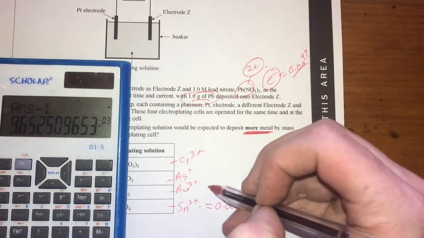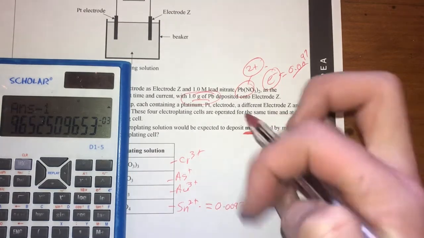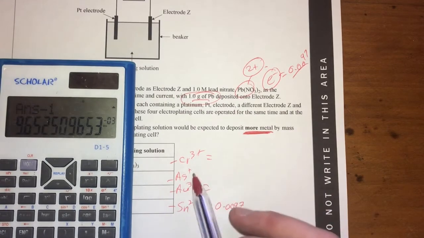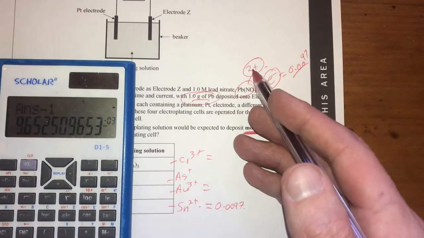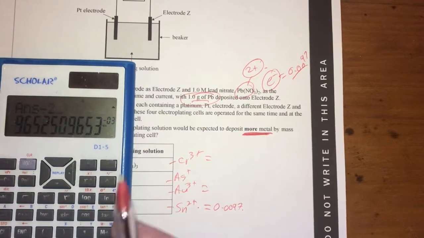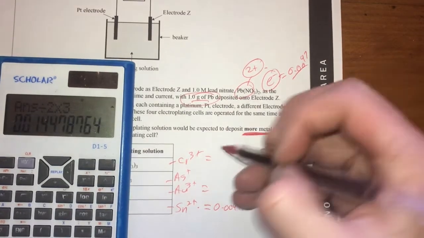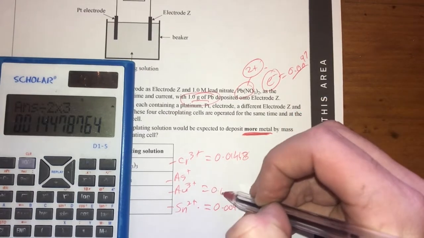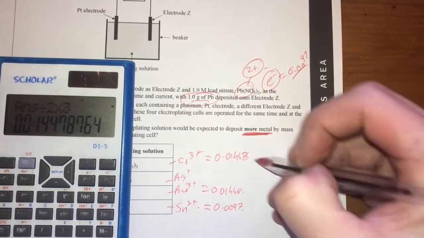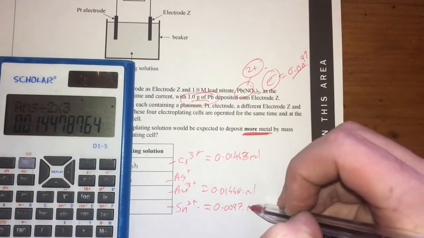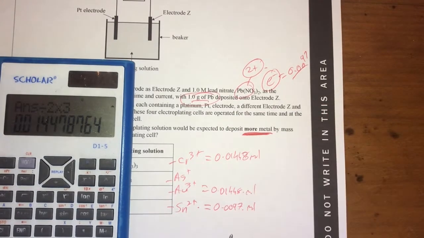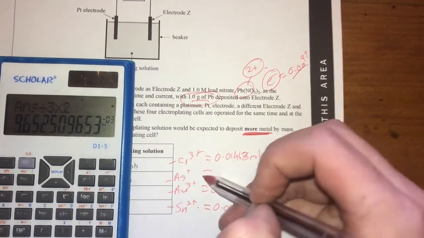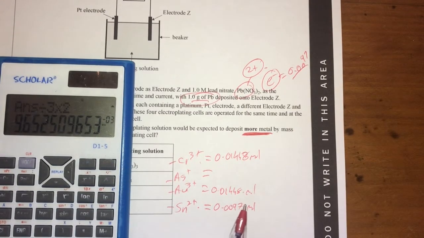My gold and my chromium are going to have the same amount, and that's going to be, what's that? 2 positive, so therefore divide by 2 times by 3, it's going to give me 0.01448 mole of electrons, and divide by 3 times by 2, going back to the original thing. Silver will be half as many electrons.